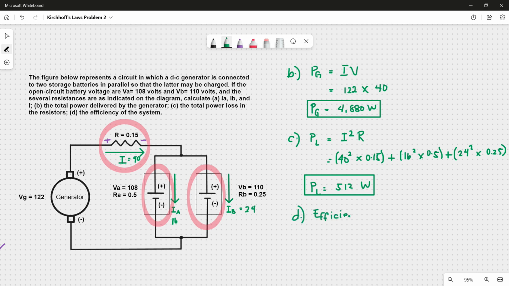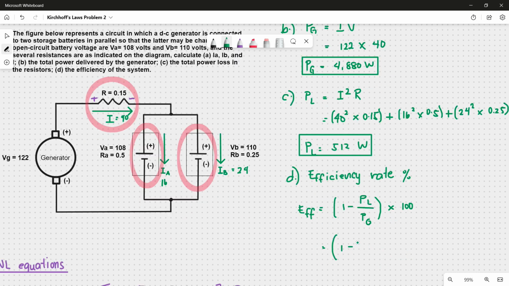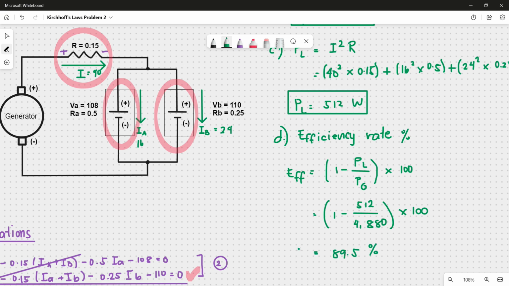Lastly, for D, we are asked to find the efficiency rate using the formula 1 minus power loss over the generated power, multiplied by 100. And then we'll get 89.5% efficiency rate.